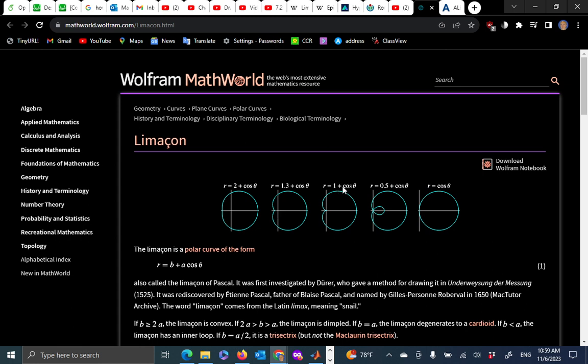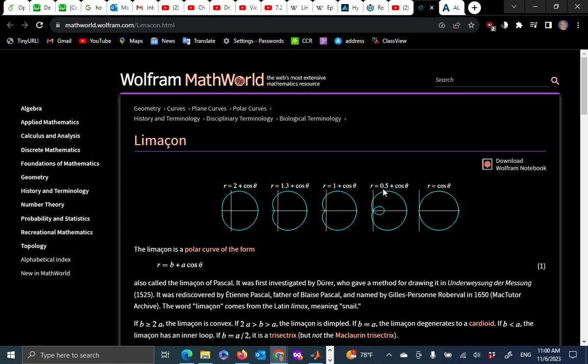If these two coefficients are the same, like 1 and 1, you get the case of a cardioid. So you have a cardioid. We saw it in those reflection patterns. If this number becomes less than this number, so it's a 0.5 and that one is 1, we start seeing the formation of a so-called inner loop. So we are going to have an inner loop. As we go around this curve, we come into this inner loop and then go out of it.